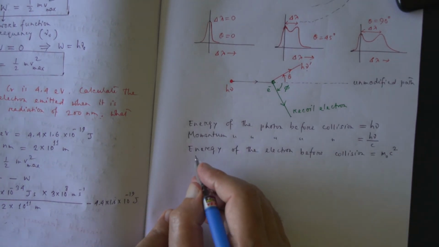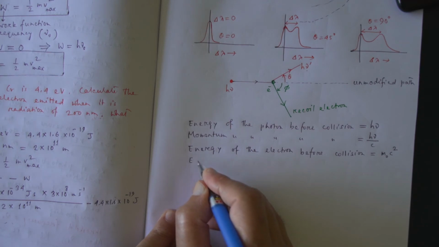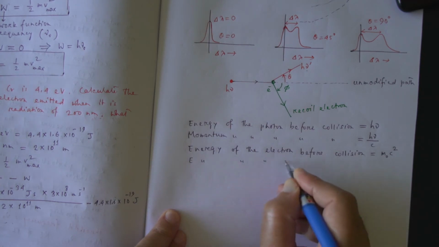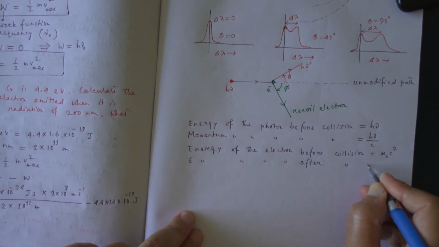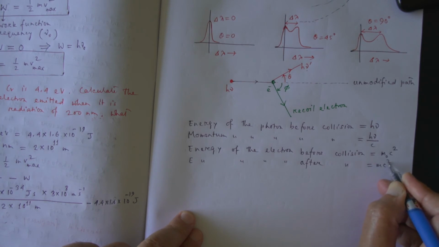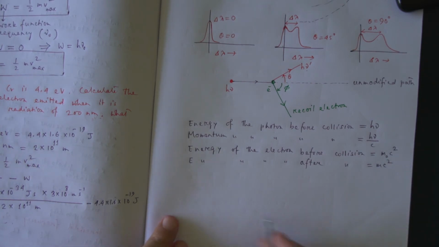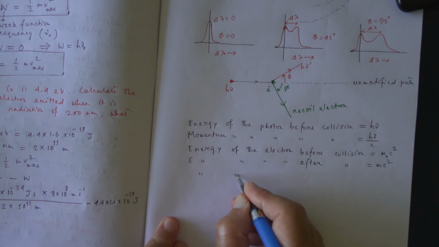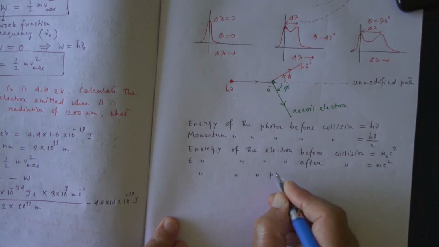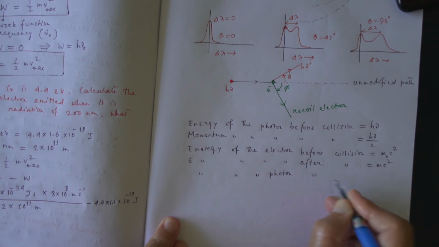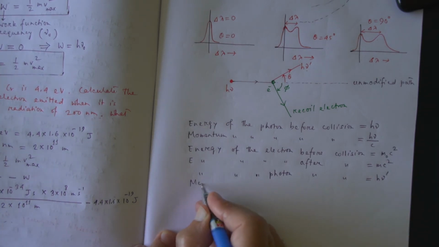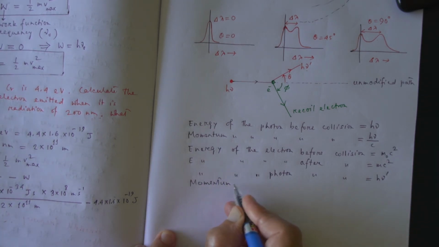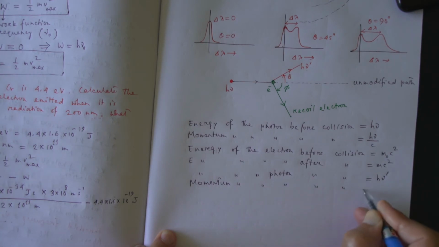And energy of the electron after collision equal to say mc square. Again, energy of the photon after collision say h nu dash, and momentum of the photon after collision h nu dash by c.